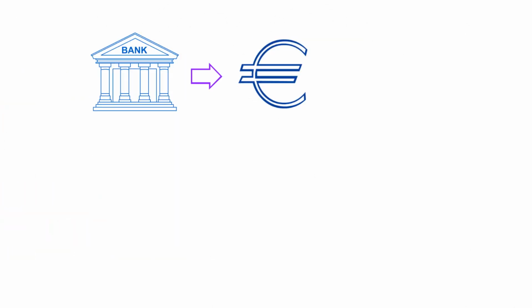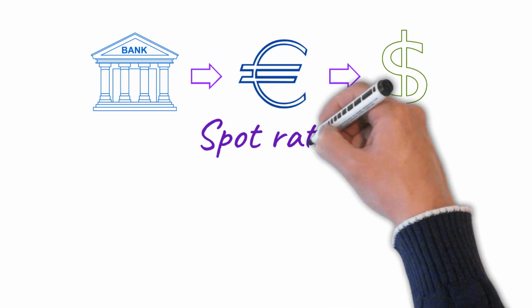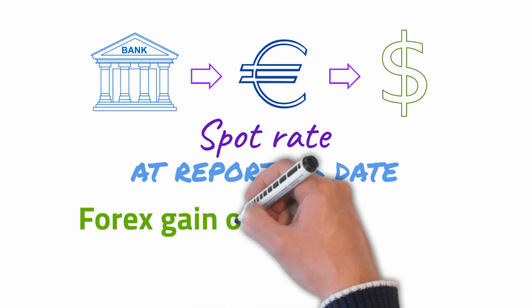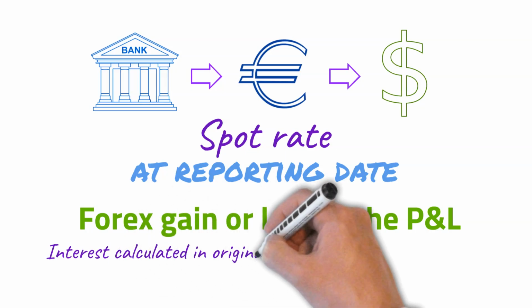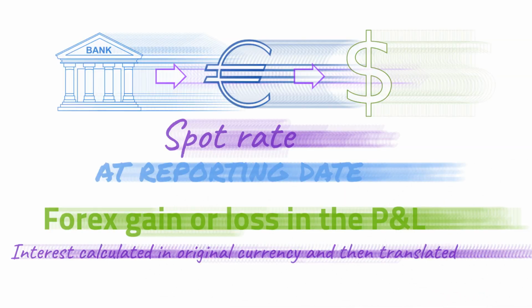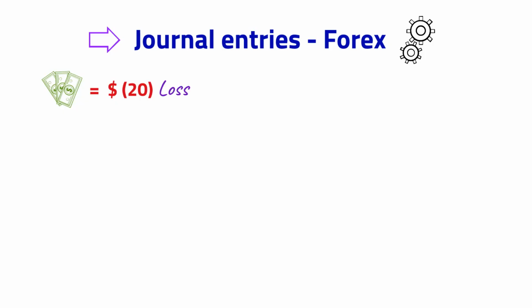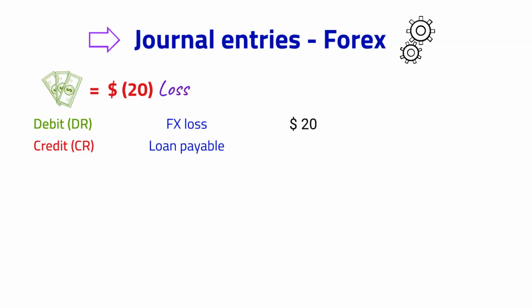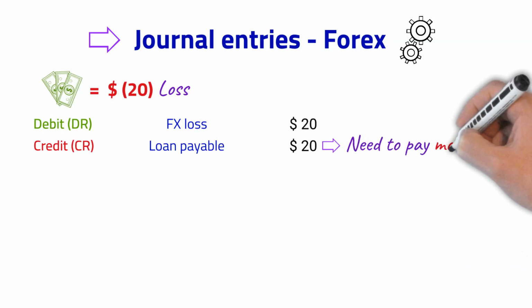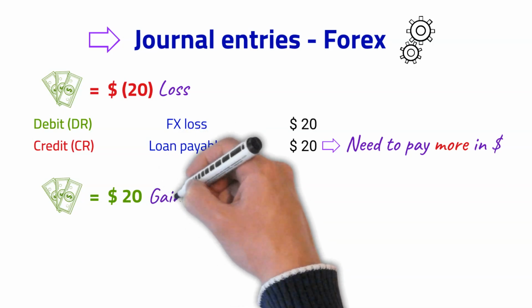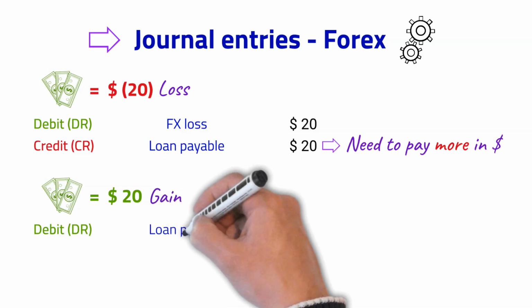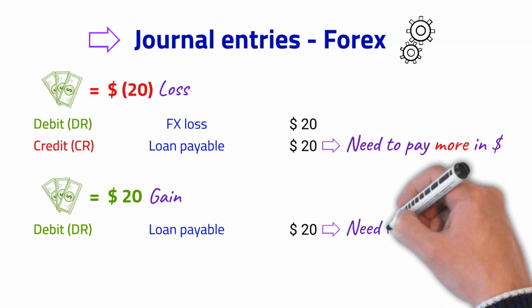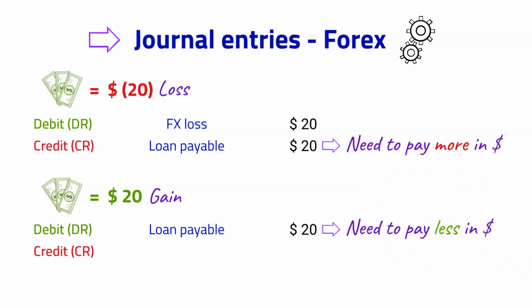If your loan is in foreign currency, you will need to remeasure the amount at the closing exchange rate at each reporting date. The difference is a forex gain or loss in the P&L. Interest is calculated based on the original principal and then translated. Journal entry would be debit forex loss 20, credit loan payable. We increase the amount of what we need to pay in our currency. If we have a gain, then the entry will be opposite. Debit loan payable 20, we decrease the amount we need to pay. Credit forex gain 20 in the P&L.